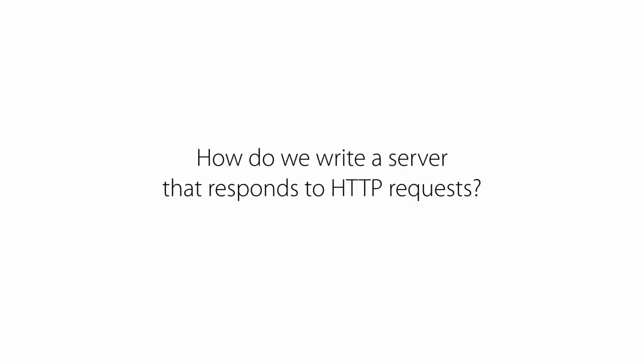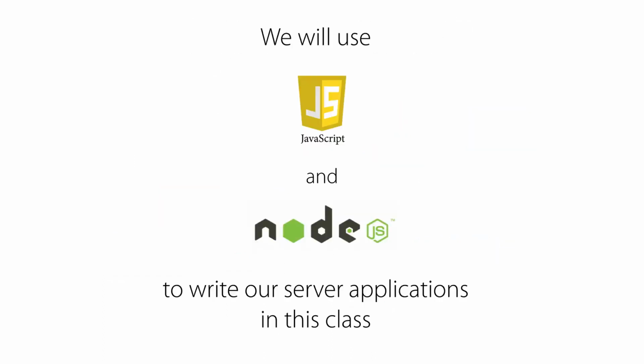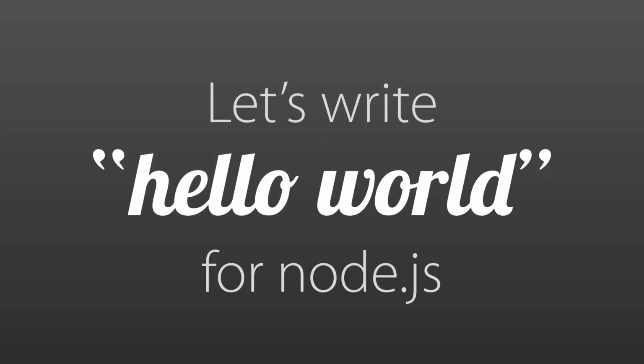So how do we write a server that responds to HTTP requests? We've established that the role of a server is to listen for HTTP requests and to respond to those. But how do we go about writing one? And that is the topic we will address now. It's easy, and you can do it in a number of languages. So you can write a server in Go, Java, Objective-C, Python, Scala, Ruby, C, Perl, whatever. We are going to write in JavaScript, and we're going to use Node to write our server applications. So let's write hello world for Node.js, and let's do that in a separate lecture.